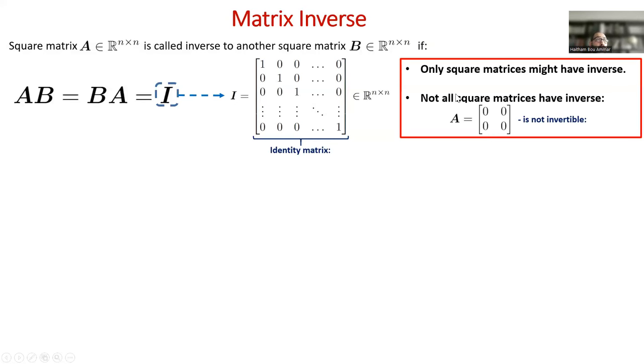Only square matrices might have inverses. Non-square matrices will have something called pseudo-inverses, which we're going to describe in a second. But not all square matrices can have an inverse. For example, the matrix of all zeros, 0, 0, 0, 0, is not invertible. Whichever matrix you pick and multiply from either side, you will never get the identity, because you multiply the rows by the zeros and add them, and you always get zero. So this cannot be inverted.